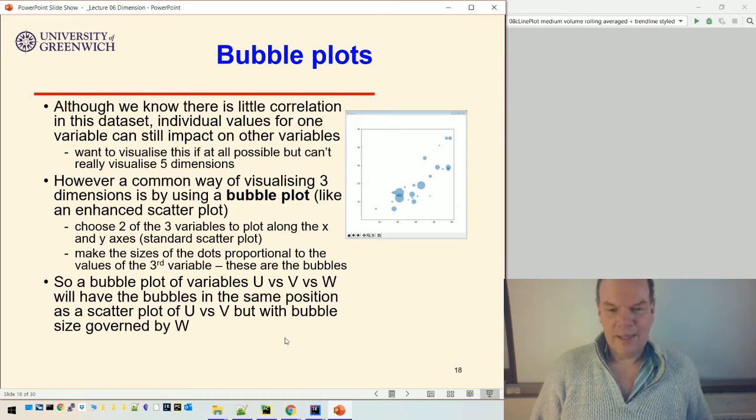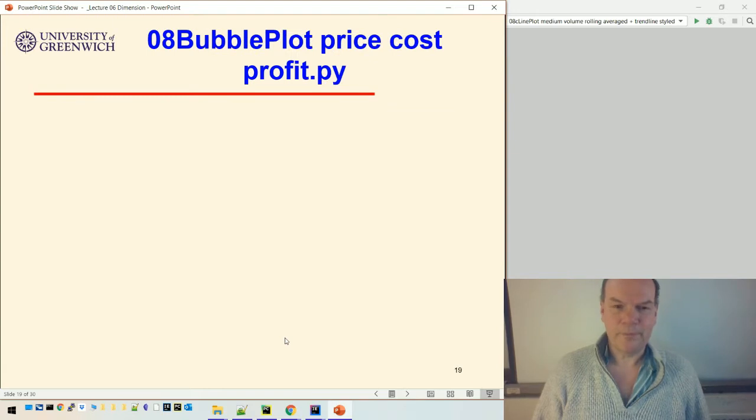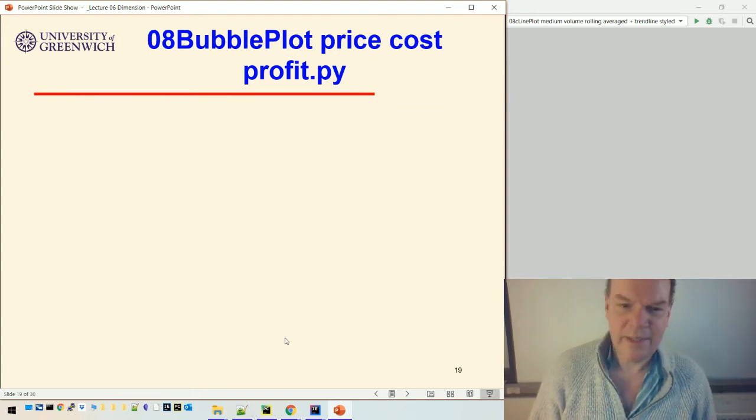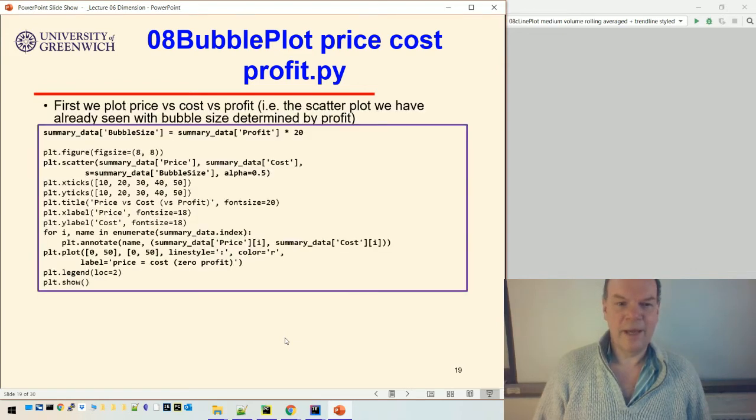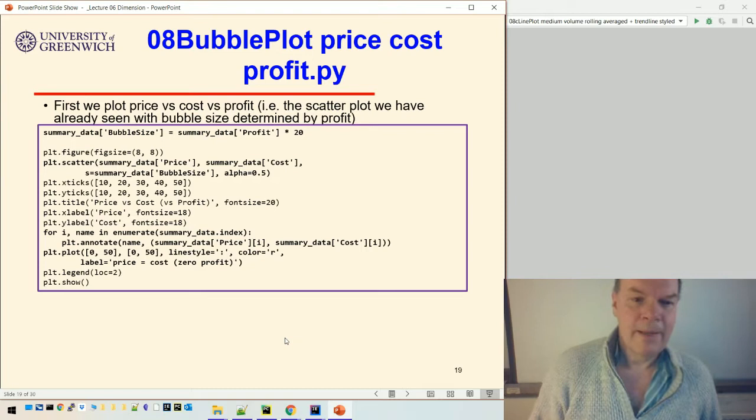So as I say, if you have a bubble plot of a variable u versus another variable v versus another variable w, the bubbles will be in the same position as a scatter plot of u versus v, but the bubble size is governed by the variable w. So let's see an example of that and see what that can tell us. I think the one I was just showing you is price versus cost versus profit. So those things are kind of closely related. Let's see if we can get any information about that.